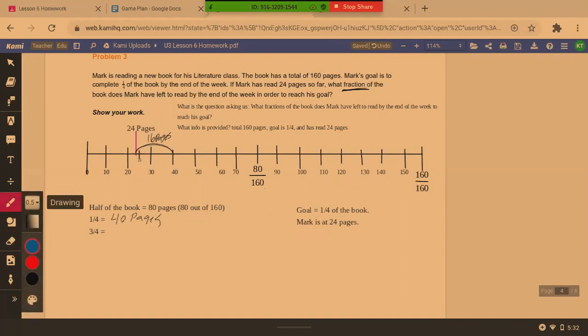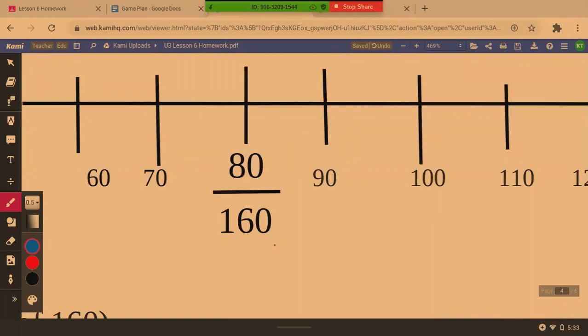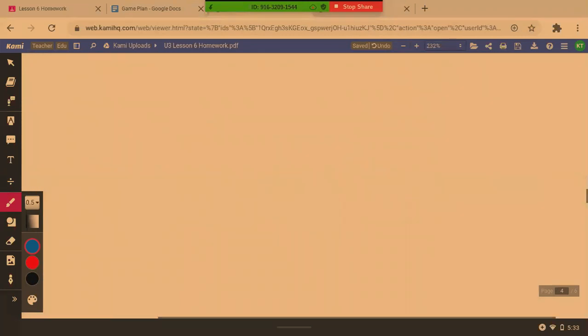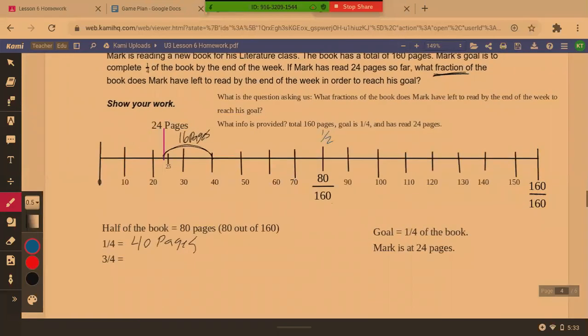So here I made a number line. 160 is the entire book. 160 over 160, that's 1 whole. And I know halfway through, that one's pretty easy because I just did half of 160 is 80. So 80 out of 160, that's halfway through the book. That one was pretty easy.